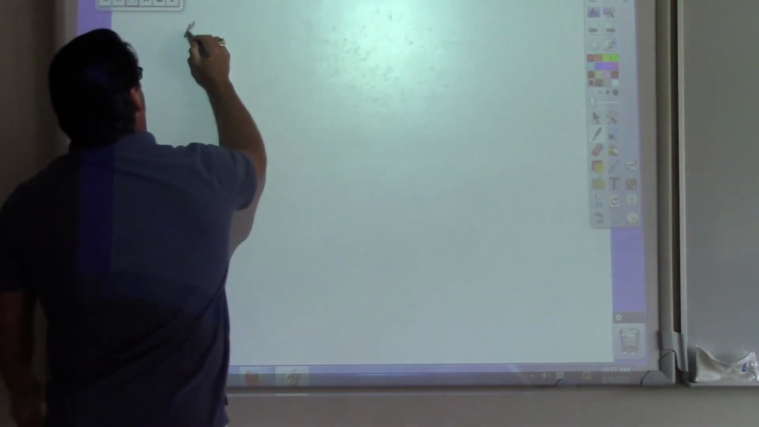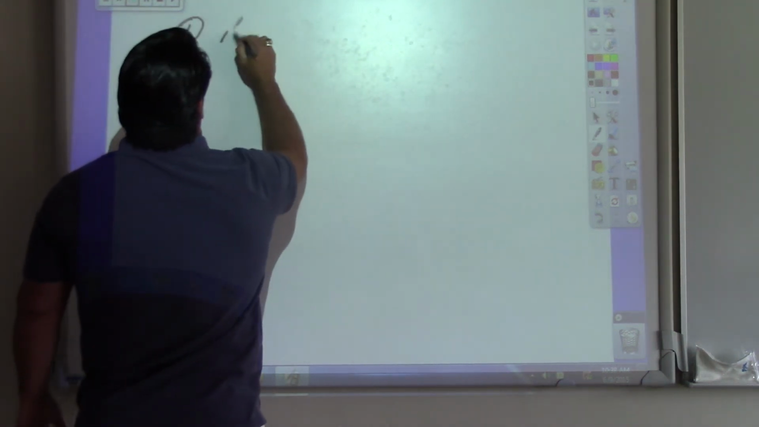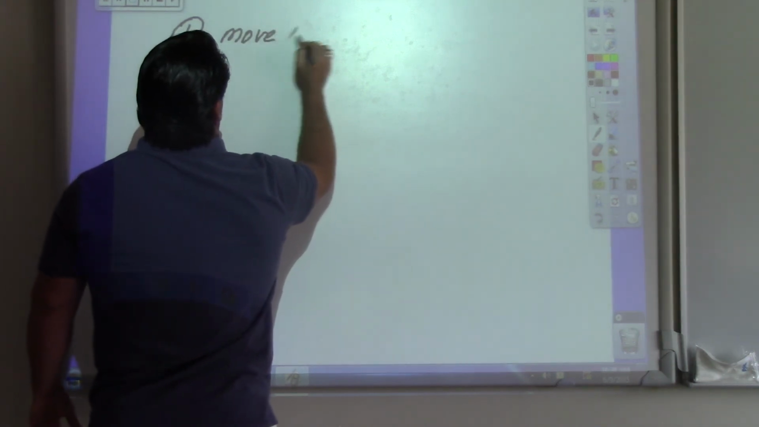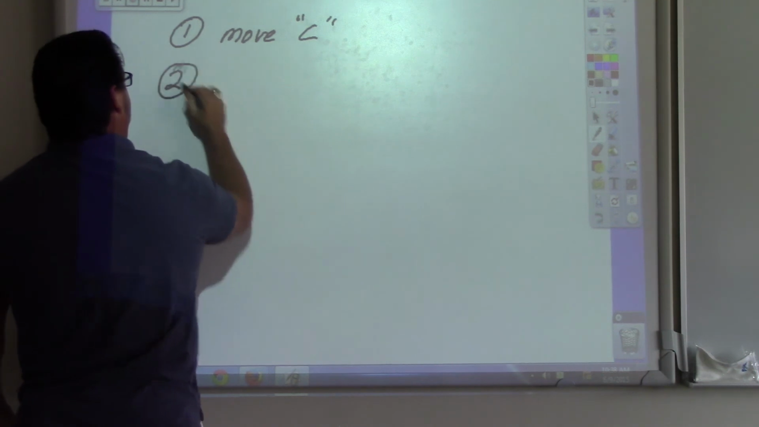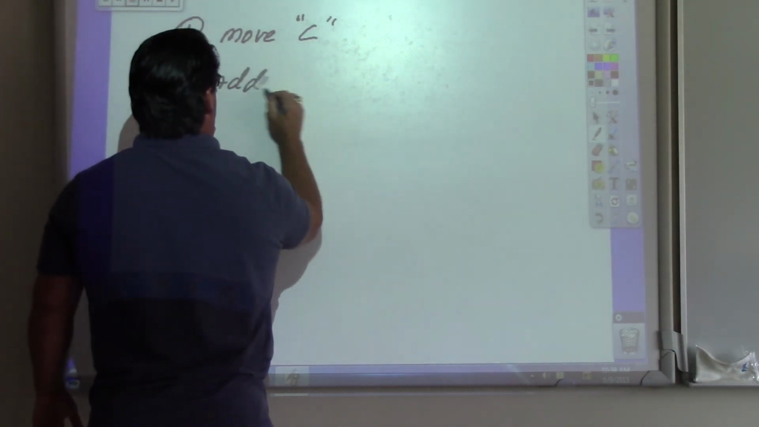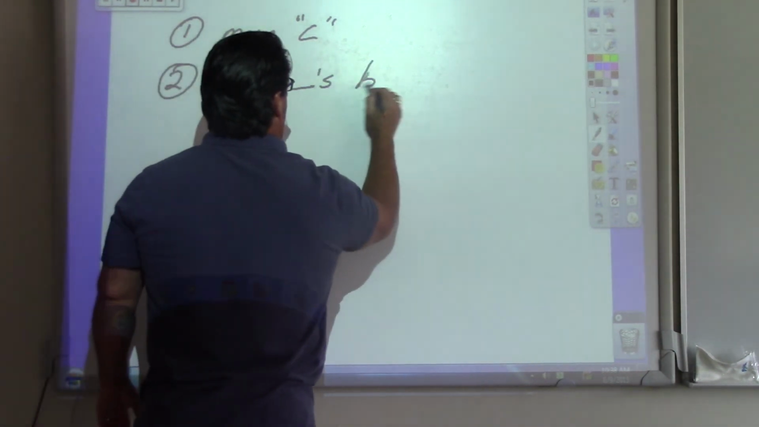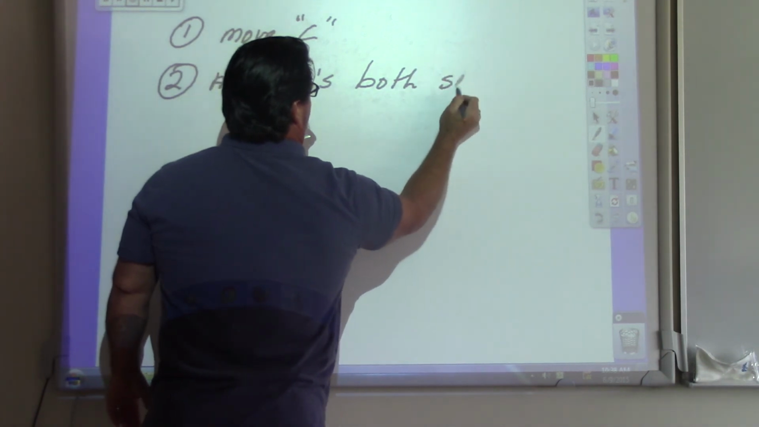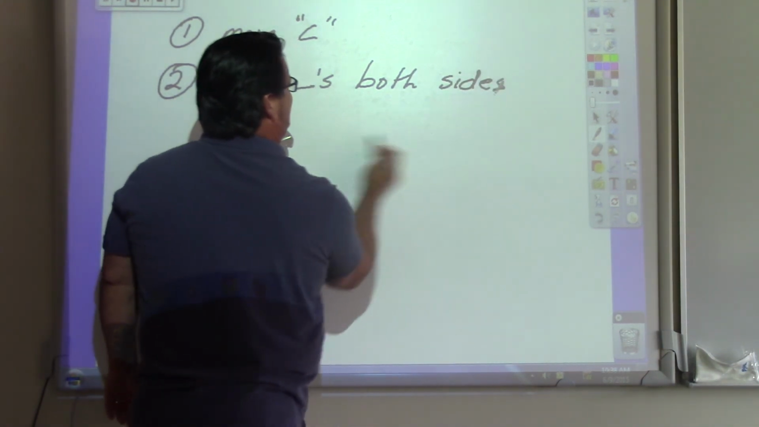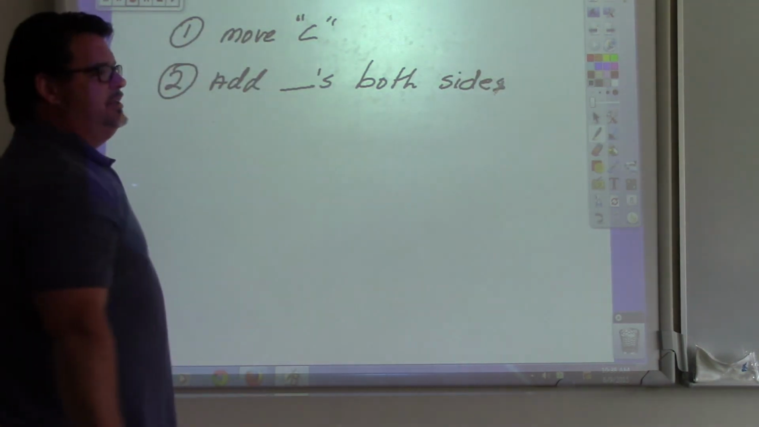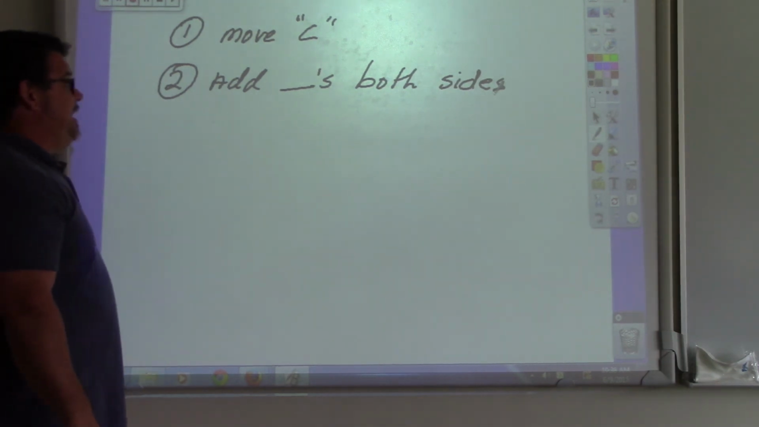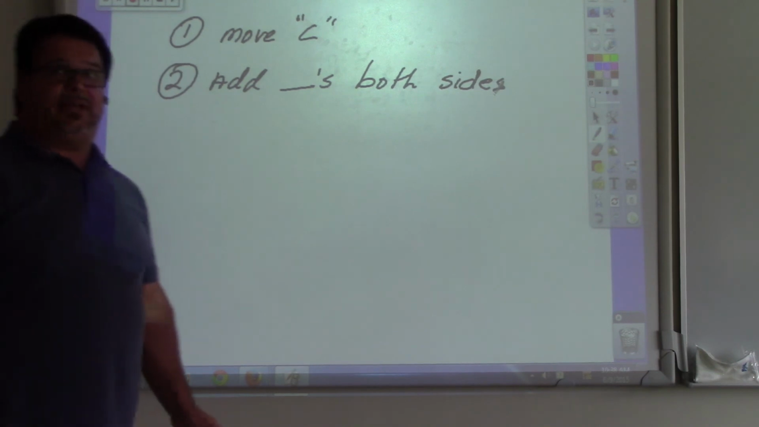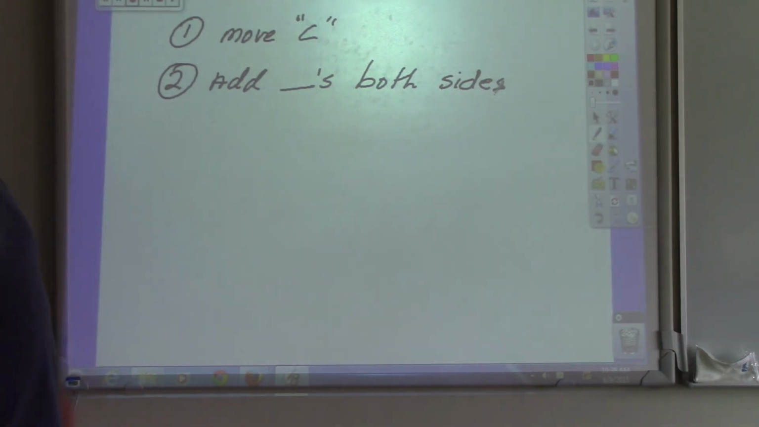First thing, move C. Second thing, add blanks, both sides. First question I get when I do this is, where do you move C? Well, wait till I do a problem first. And the second thing I get, add blanks where? Well, just wait till I do a problem, okay?